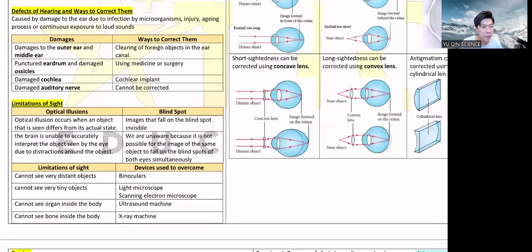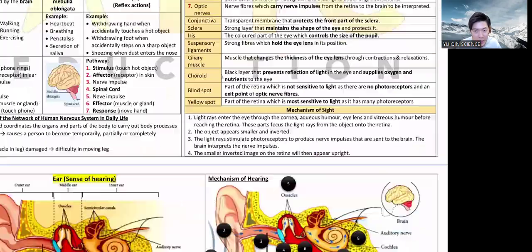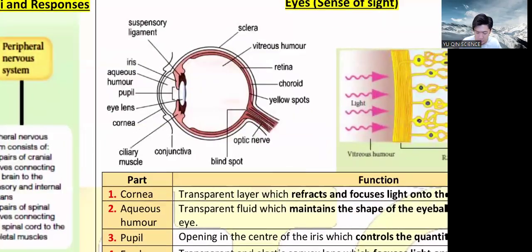And then limitation of sight, we have both problems here, optical illusion and blind spot. Blind spot is when the image falls on your blind spot, your eye's blind spot, this one.